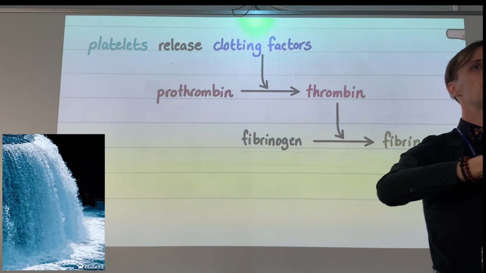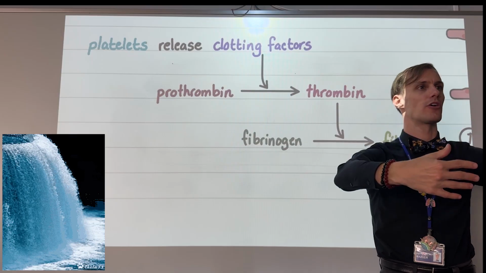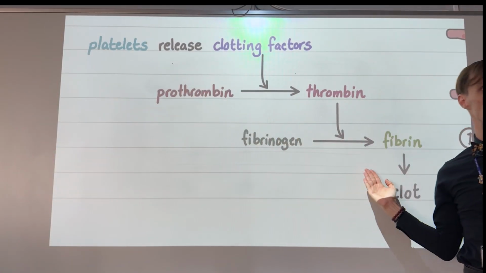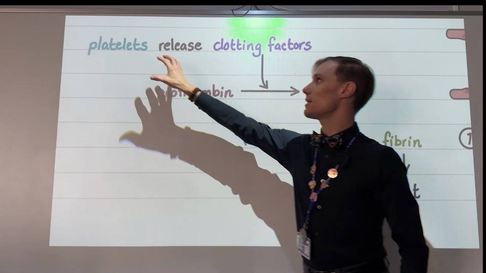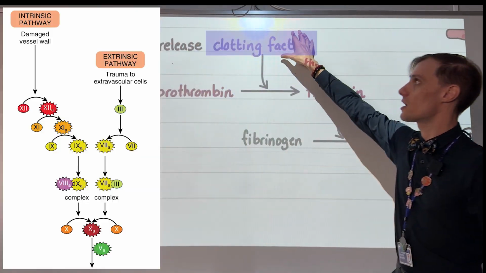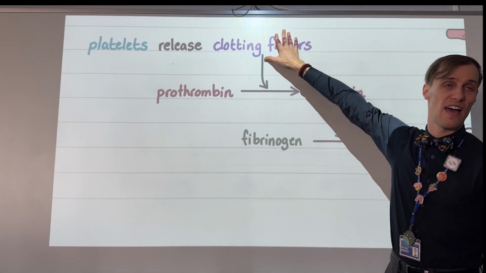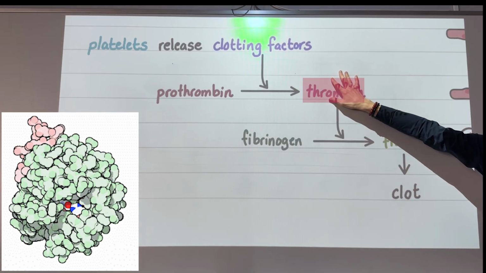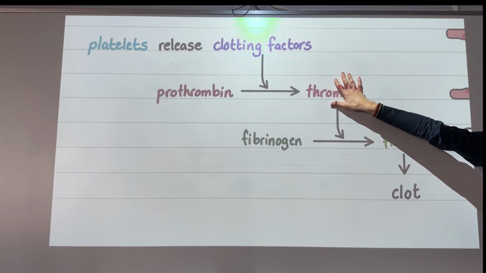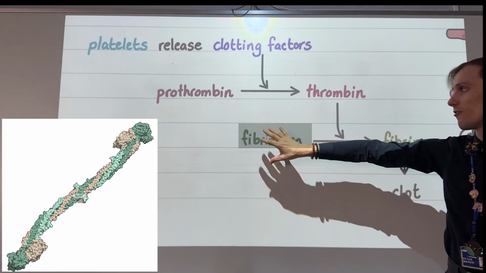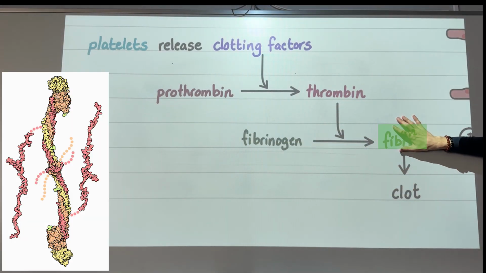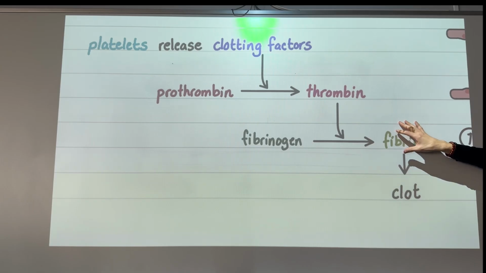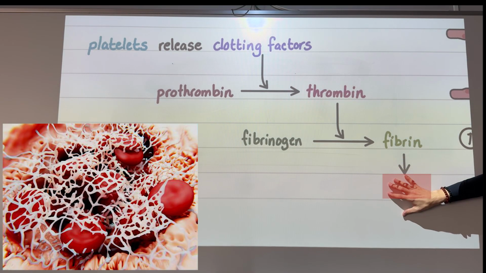So as a summary, this is why this is referred to as the clotting cascade. A cascade being one thing leads to another, leads to another, leads to another. If you look at this clotting process, we have platelets release clotting factors. Clotting factors activate prothrombin to thrombin. Thrombin catalyzes the conversion of fibrinogen to fibrin. Fibrin causes a mesh which traps cells, forming a clot.